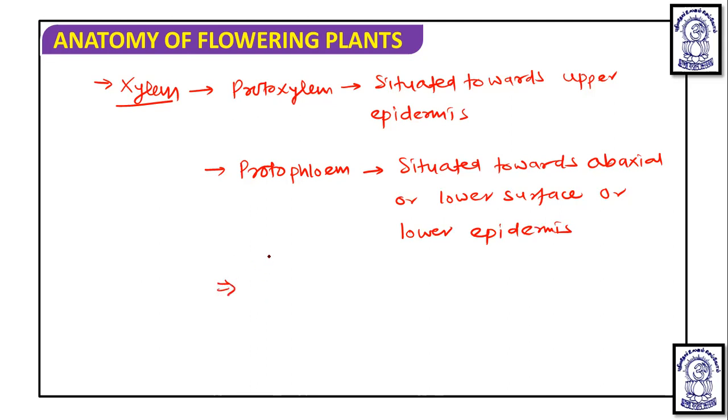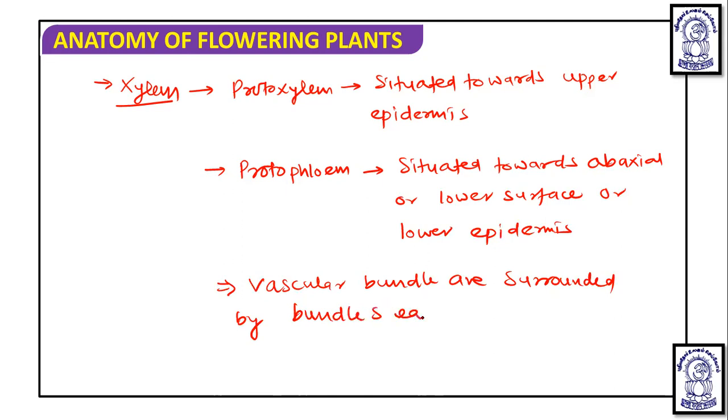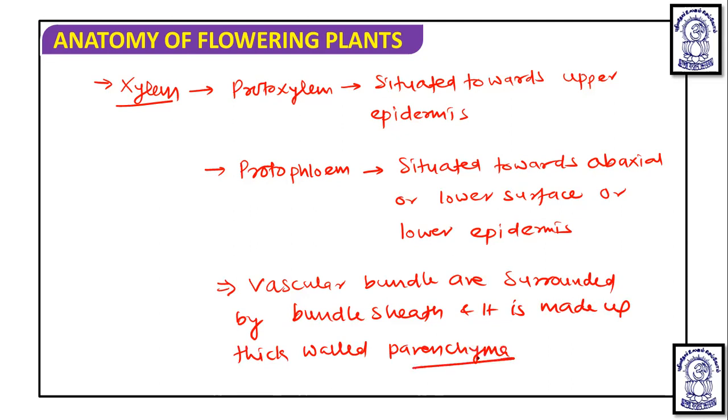Apart from this, if you see, the vascular bundles are surrounded by bundle sheath, and it is made up of thick walled parenchyma. Okay, dear students. So that is what we can say about the dicot leaf anatomy.